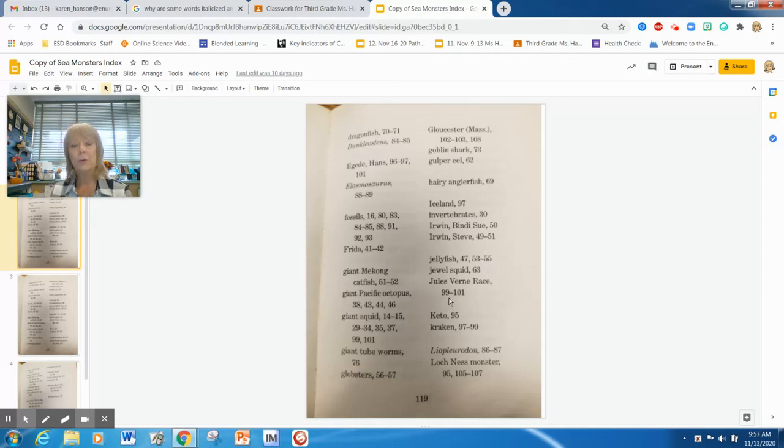If I was to ask you a question and I asked, who was in the race? Who started the race? You'll go, well, that was Jules Verne. And I know this because it says so on pages 99 through 101.